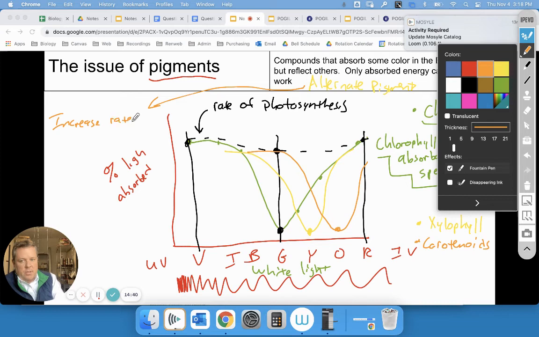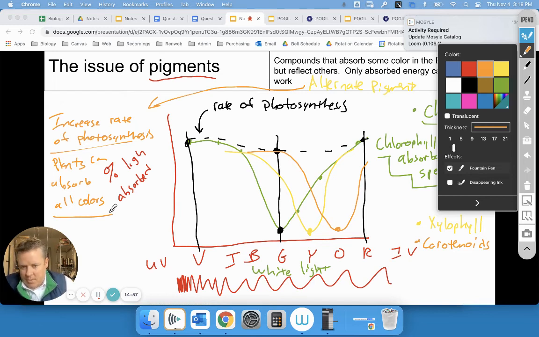So what that does is, the big picture here is that these alternate pigments increase the rate of photosynthesis because plants can absorb all colors. Okay, plants absorb all of the colors. Now, that doesn't mean that they do photosynthesis equally well in all colors, but technically, yes, plants can function at a minimum level by absorbing some green light because of xanthophylls and carotenoids and other secondary alternate pigments.